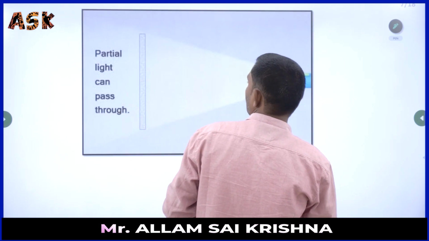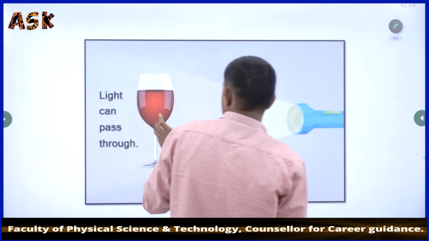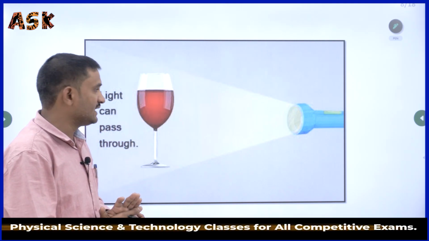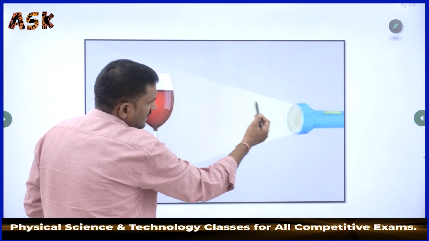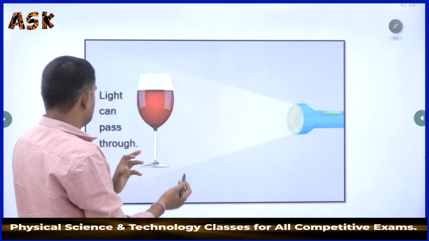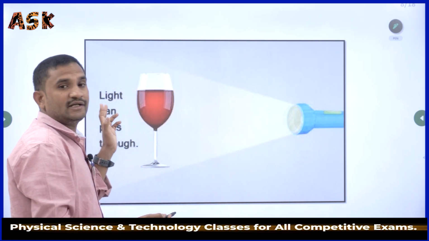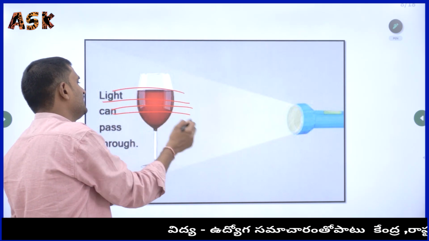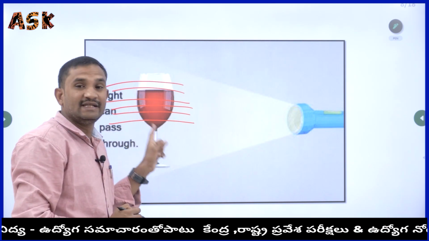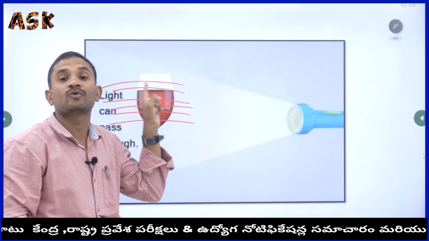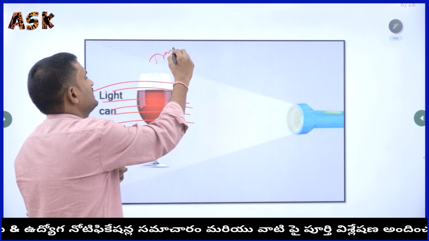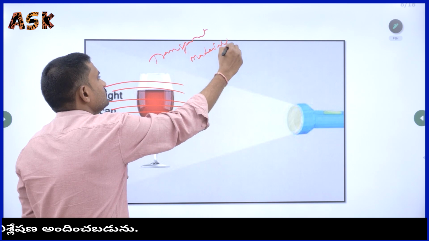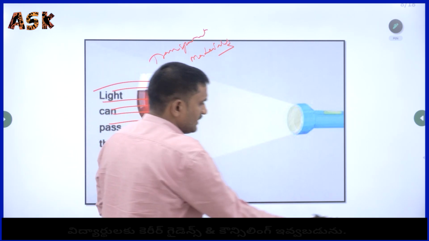Just see here. There is a glass material with one kind of liquid inside. We are sending light rays from this torch light. They allow the complete light from this side to this side. They are allowing the complete light rays. That's why this glass and liquid we consider as transparent materials. Yes. Next one.